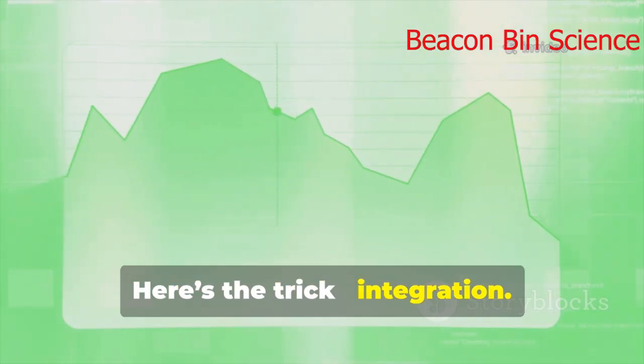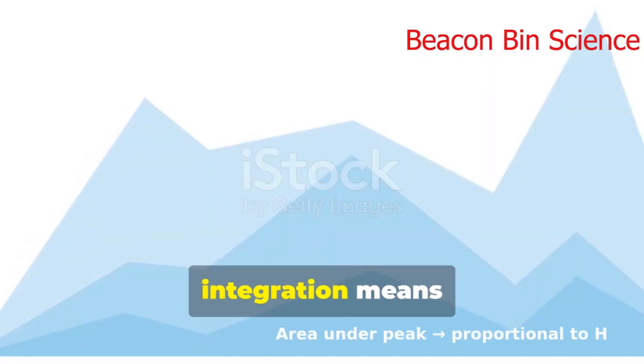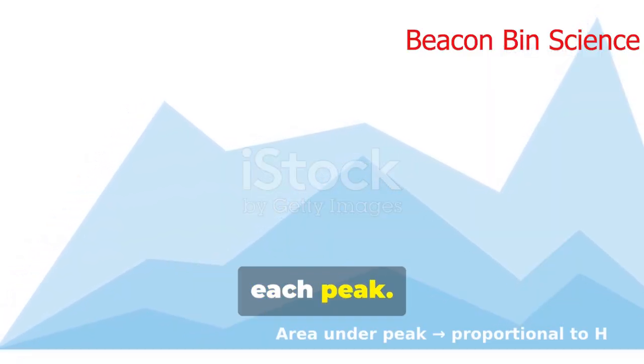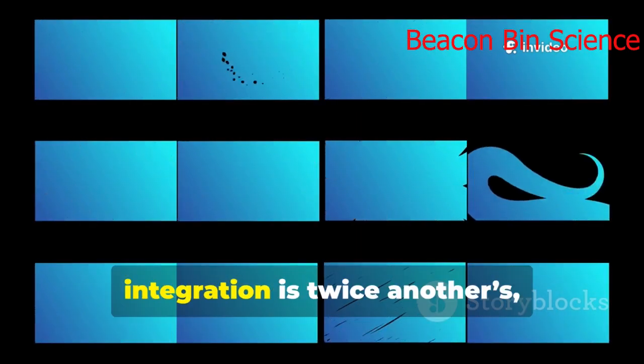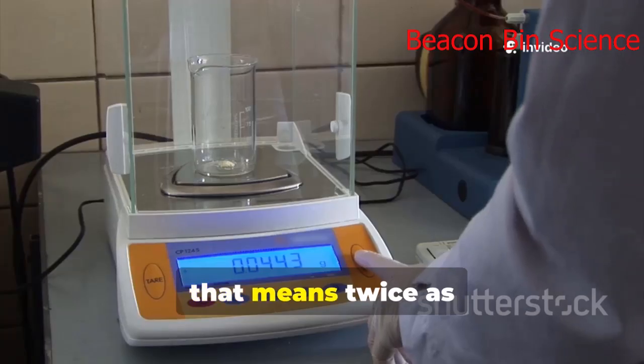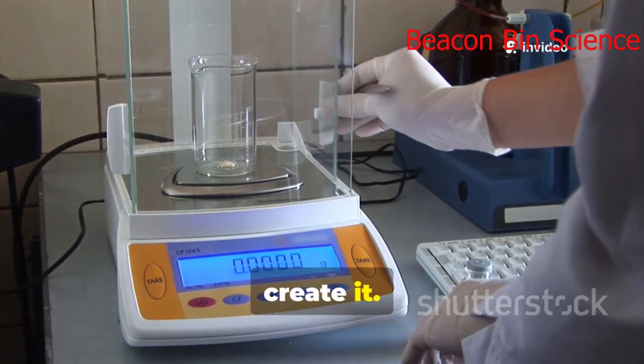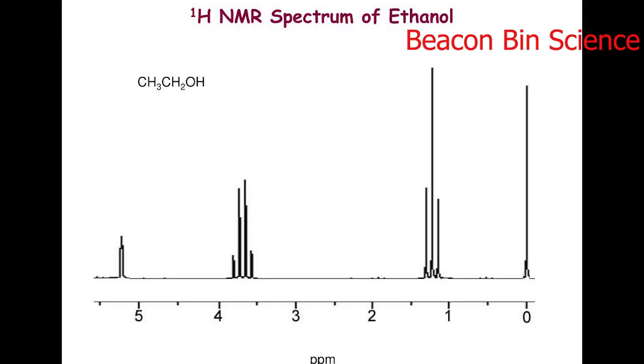Here's the trick. Integration. In NMR, integration means measuring area under each peak. That area is proportional to the number of hydrogens. If one peak's integration is twice another's, that means twice as many hydrogens created. Let's say you've got 3 signals with integrations.